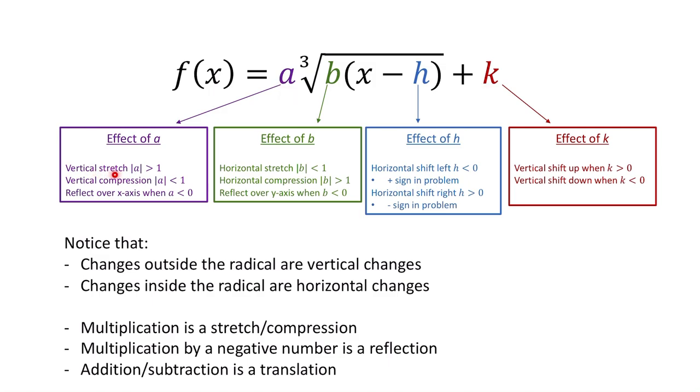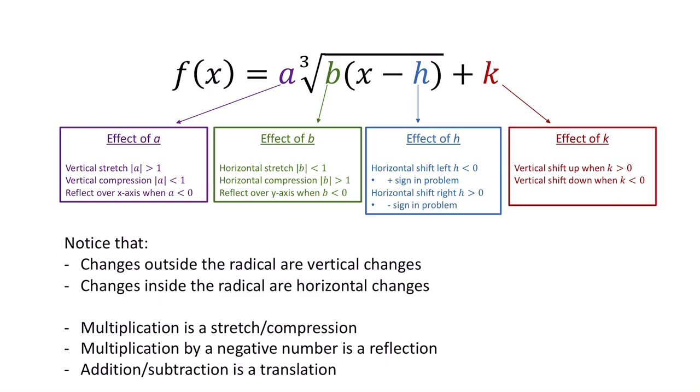A can create a vertical stretch if the absolute value of a is greater than 1, and a compression if the absolute value of a is less than 1. It'll be a reflection over the x-axis when a is less than 0, because remember that means a is negative. The value of k will also be a vertical change. Remember, the graph will go up when k is greater than 0, and it will go down when k is less than 0.